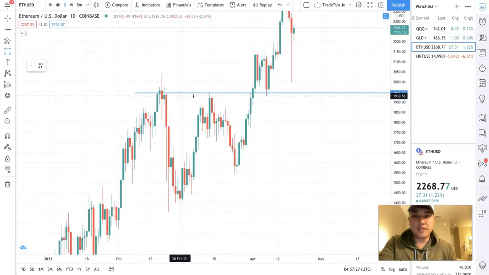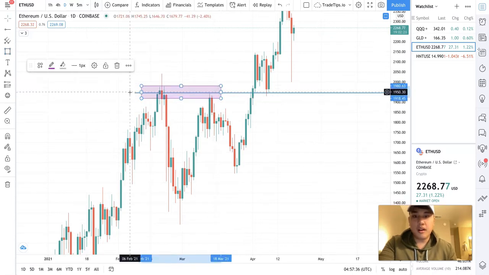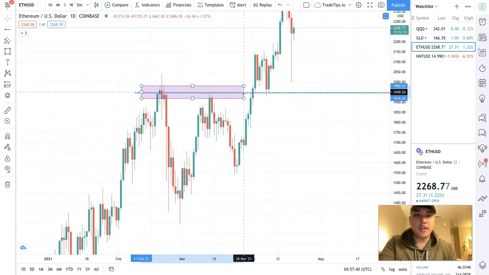And if we make this a little zone, maybe I'll take the bottom, which includes this part of the wick, and then the top of my zone would probably be the top of this wick. Go ahead and expand it out.